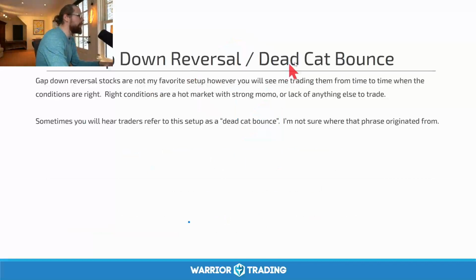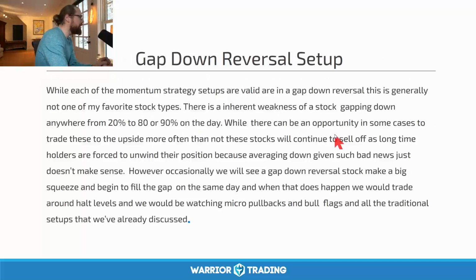So the gap down reversal, the dead cat bounce, these stocks are not my favorite setup. However, you will see me trade them from time to time when the conditions are right. The right conditions would be a hot market with really strong momentum or a lack of anything else to trade. Therefore, this becomes the best of what's out there. Sometimes you'll hear traders refer to this setup as the dead cat bounce. I'm not sure where that phrase originated from, but so this is the setup.